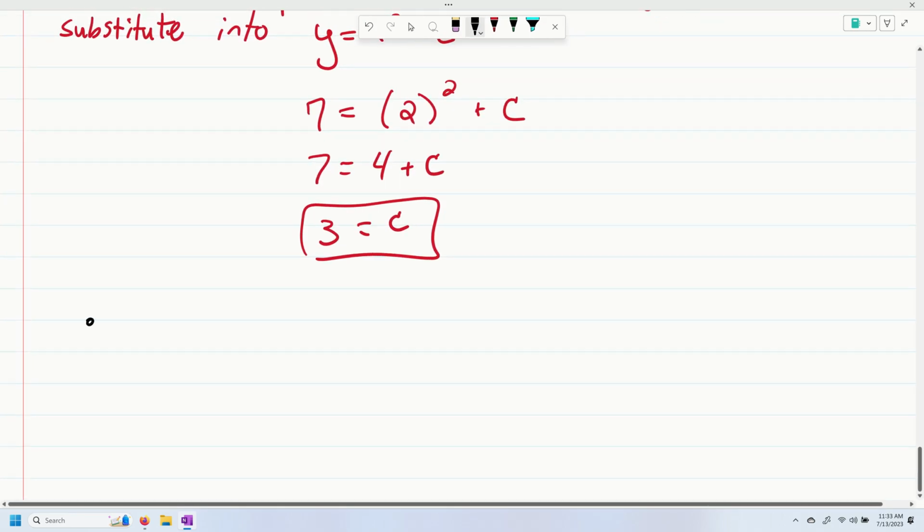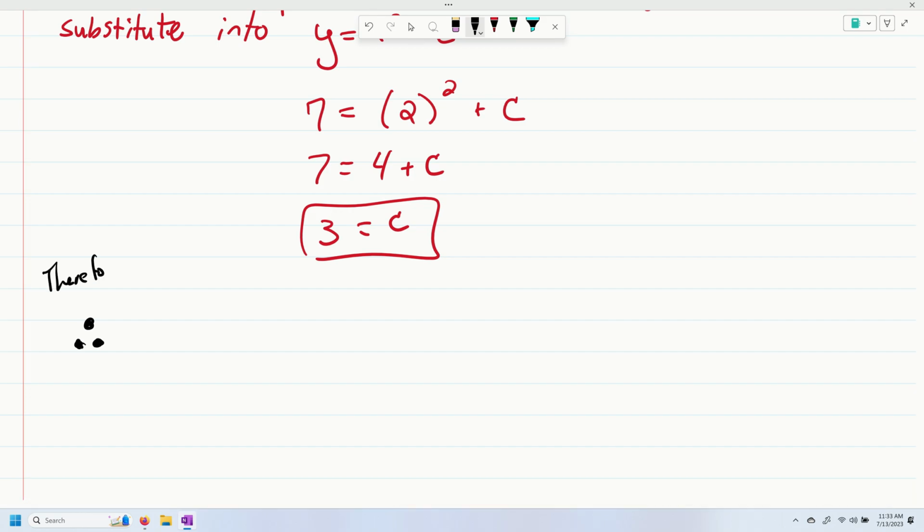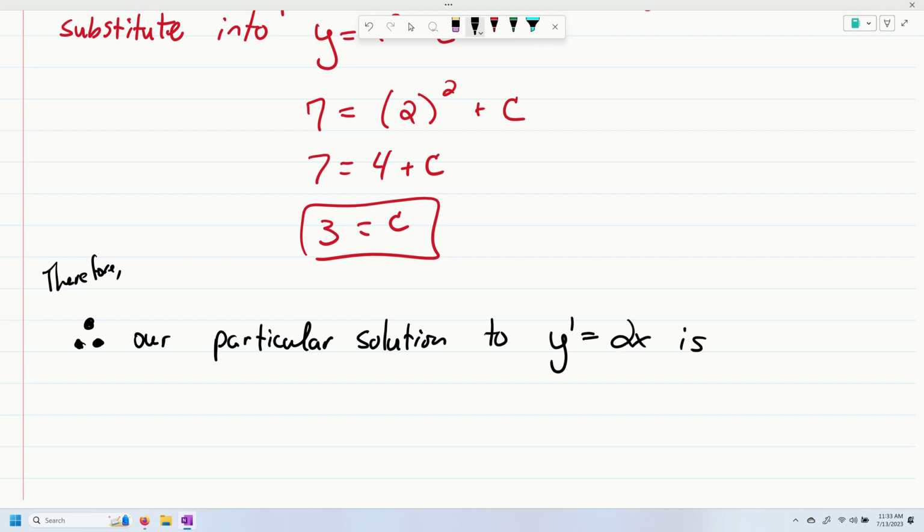Therefore, and I'm going to use these nice three little dots, that stands for the word therefore. Might as well start teaching you some math notation. Therefore, our particular solution to y prime equals 2x is y equals x squared plus 3. And this is the parabola that will pass through the point (2, 7).